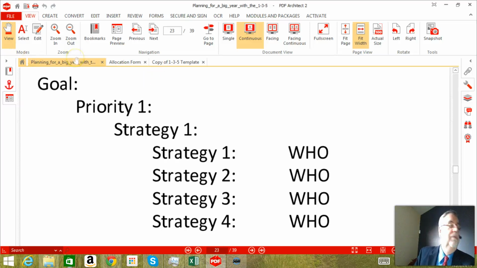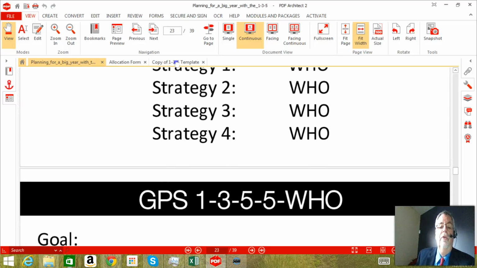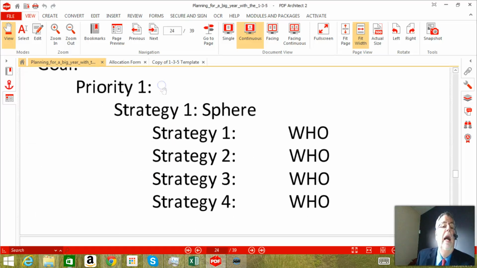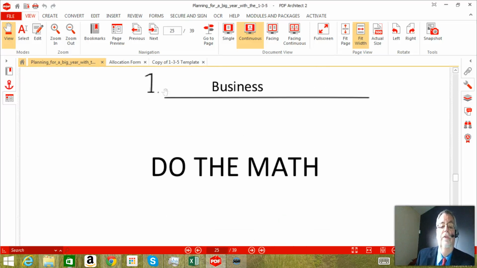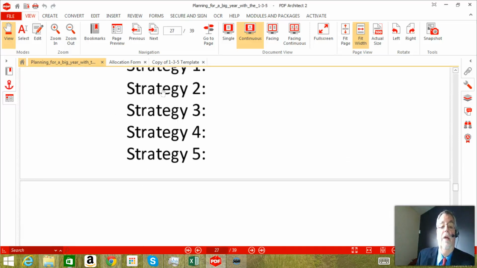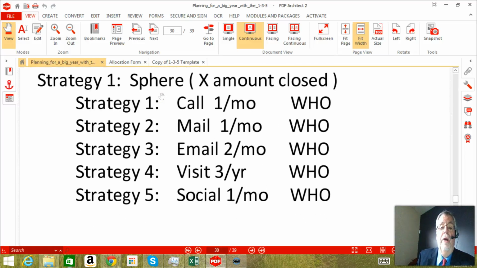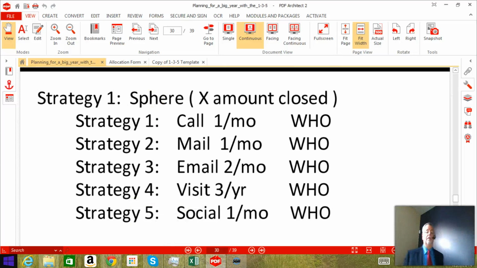So we have a goal: close so many transactions. Priority is, let's say, close so many buyers. Strategy number one, sphere of influence. So now that we've decided to do sphere of influence, the question is, how are we going to do the sphere of influence? And I have an example here. So here is, by the way, what I consider to be an excellent sphere of influence plan.